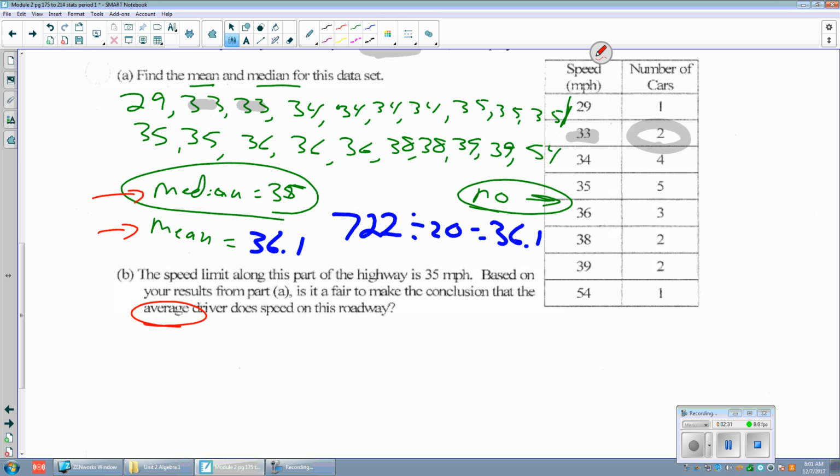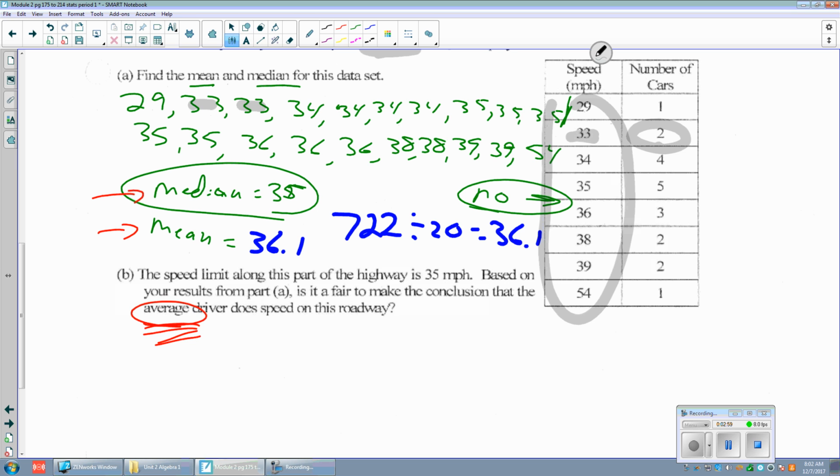If we look at the median, we think that, okay, the average driver is going the speed limit. If we look at the mean, no, the average driver is not going the speed limit, they're going over the speed limit. Don't think that average means mean all the time. Average can mean mean, median, or mode, depending on the condition. You have to look back at the data.